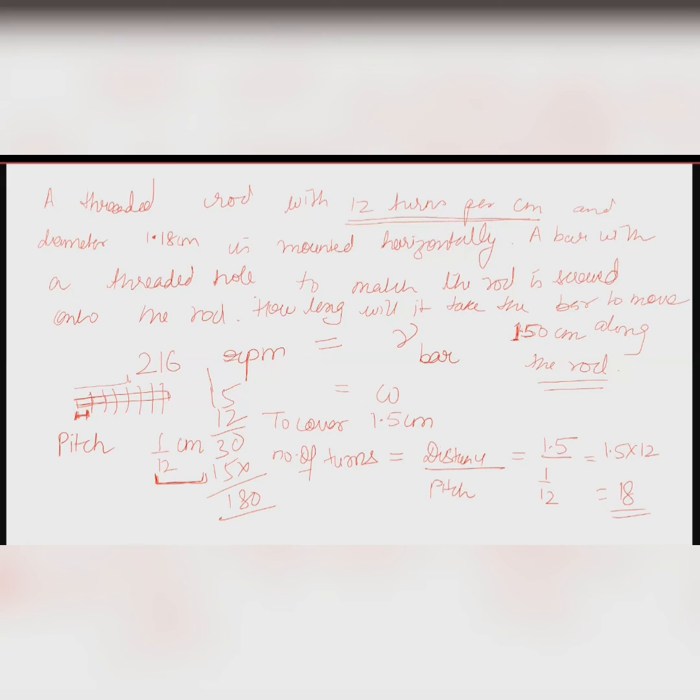So it means in 18 turns it will move forward by 1.5 centimeter. Now it's pretty easy. You have to calculate the time taken for 18 turns. Now we have got our number of turns. So now we will see what would be the angular displacement in that many turns. In one turn the angular displacement is 2 pi, so how much will it be in 18 turns?